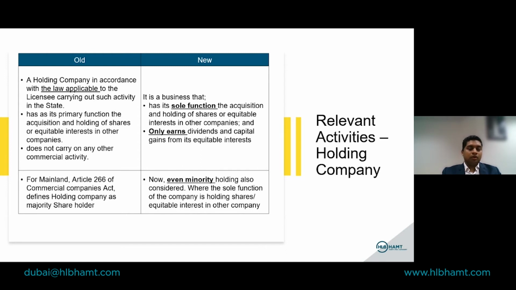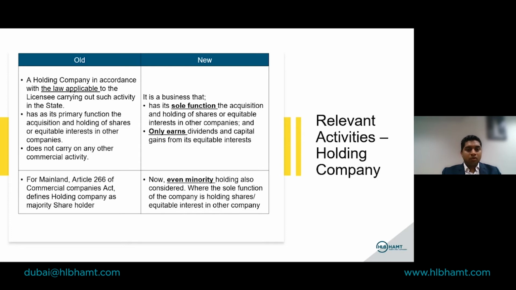Like you are directing and controlling, have directing and controlling power, or you have a majority interest in the share capital. Then only you are coming under this scope. And also, your primary function has to be holding shares. If these 2 conditions were satisfied, then only you are coming under the scope of holding company. But now they have removed the definition. So you don't have to take the definition from any of the legislation of UAE. Now it says that where your only function is acquiring and holding an equitable interest in other companies, and you earn only dividends and capital gains, you are falling under the holding company definition, and you will be required to comply with ESR. So what is the implication?